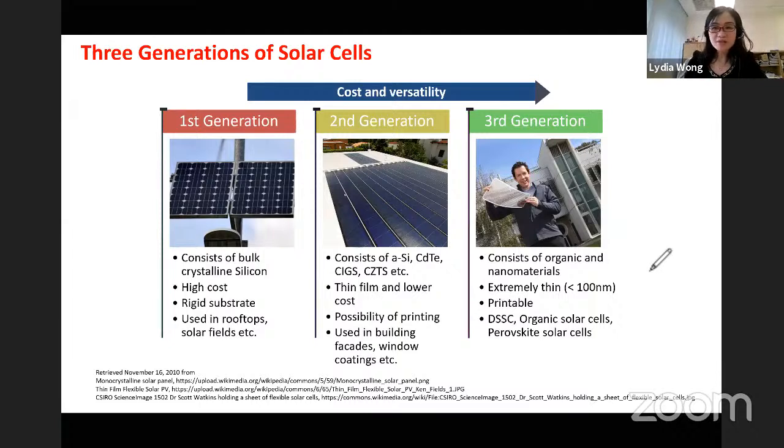Based on the materials, we can classify solar cells into 3 generations. The first generation of solar cells uses crystalline silicon. It is usually bulky. Has anyone of you seen real solar panels made of silicon? Those who have seen, you can probably raise your hand in the Zoom. 1, 2.